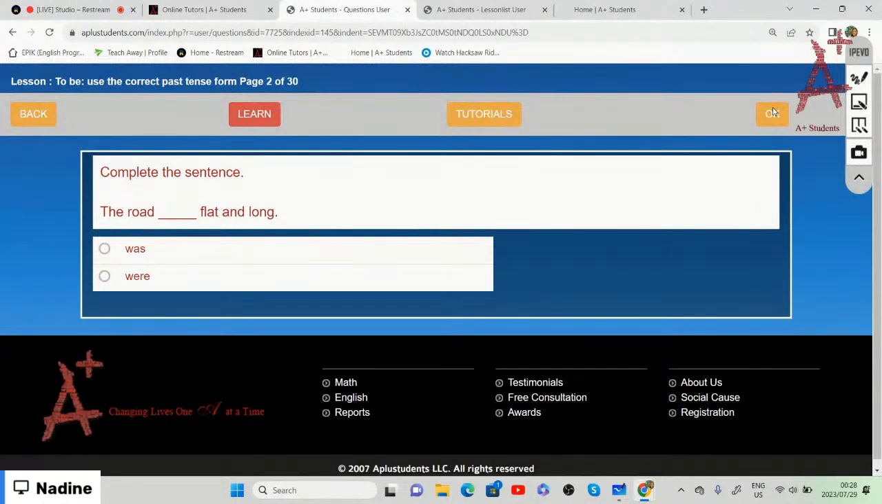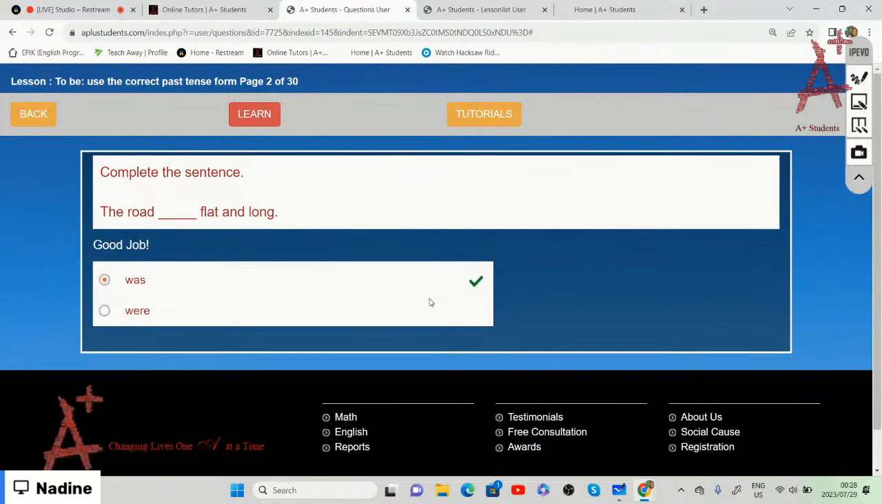The road flat and long. So the road was flat and long, or the road were flat and long. So we're going to say the road was flat and long. Good.